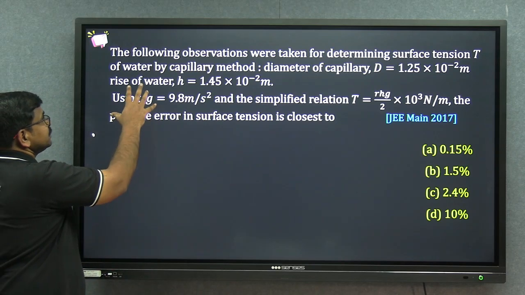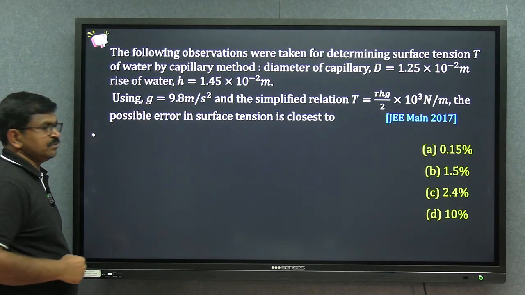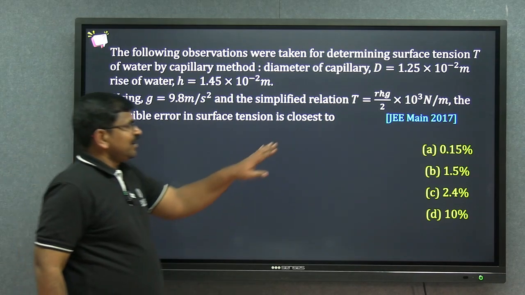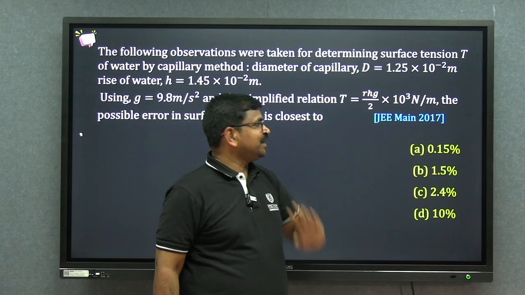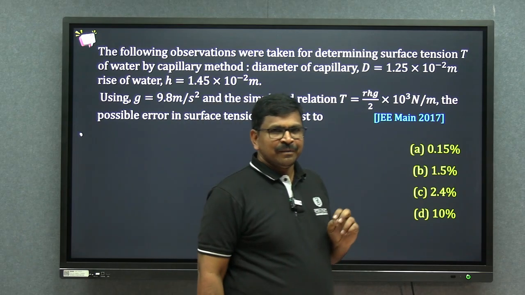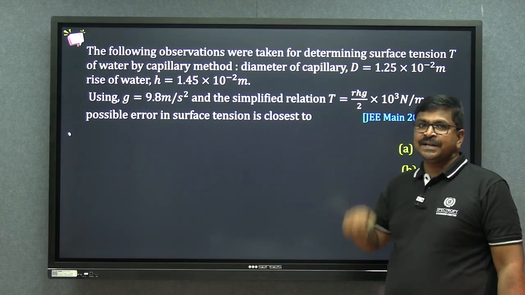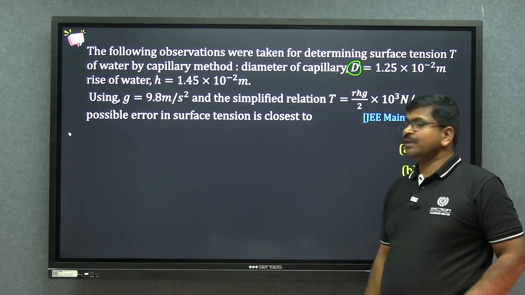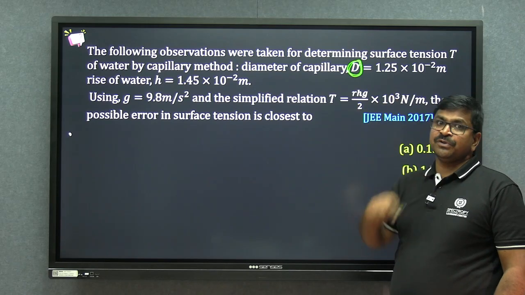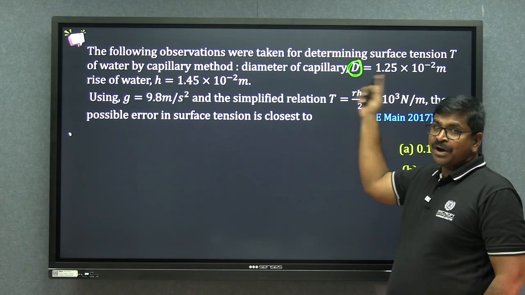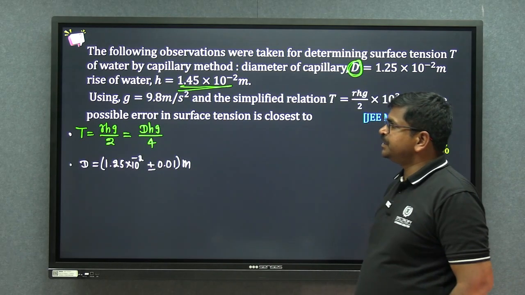Next question from 2017. Let us observe the following observations taken with D value, H value and G value, and the expression is also given, so you are lucky. T equal to RHG by 2 into 10 power 3 Newton per meter. But be careful: the given data has the diameter, but the expression contains the radius. So express the expression in terms of the diameter, don't take the value of R from here. RHG by 2 can be written as DHG by 4.